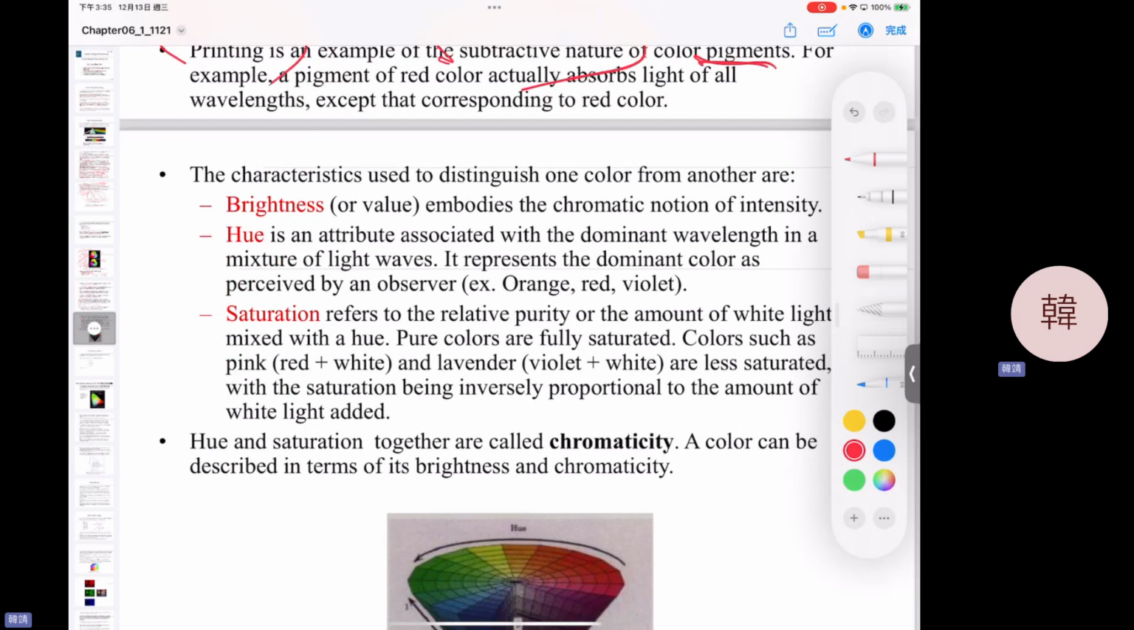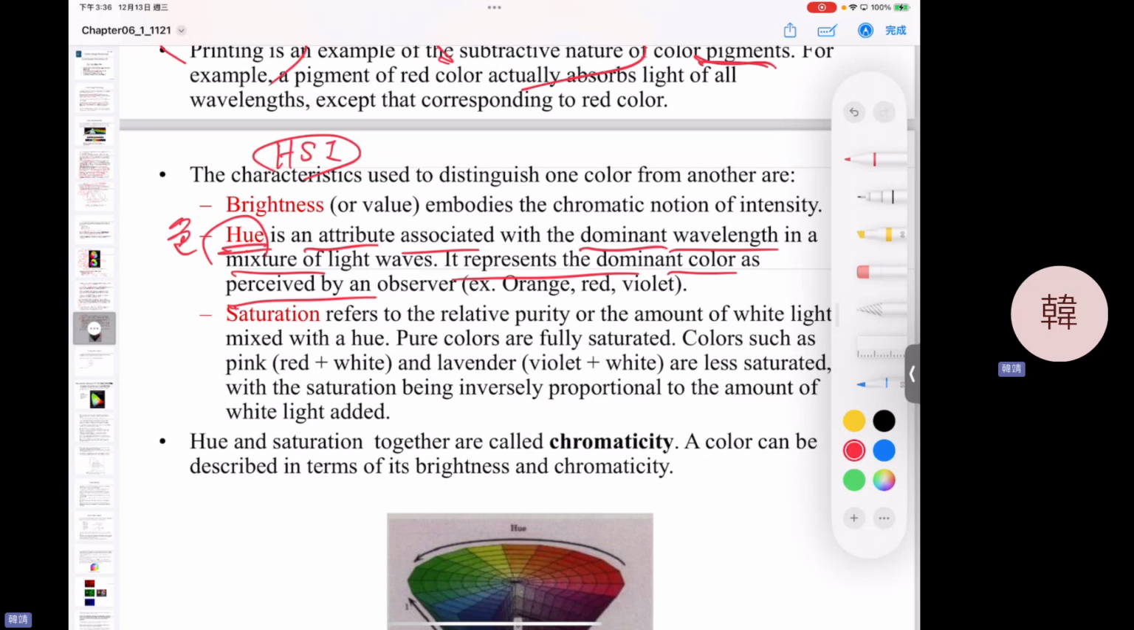Let's see how we distinguish one color from another. We have a different color model that we call HSI, the HSI color system. H is the hue. Hue is an attribute associated with the dominant wavelength. We have different wavelengths in your color components, so we call it the hue. It represents the dominant color as perceived by the observer. So you can see the hue of red, the hue of violet.